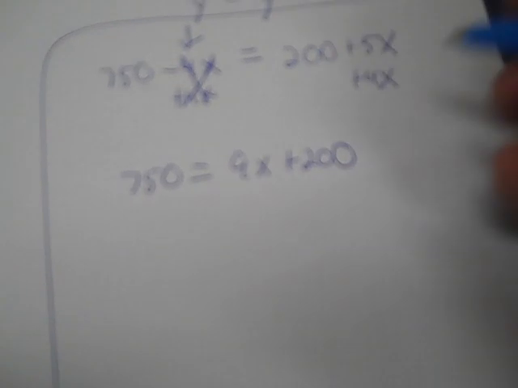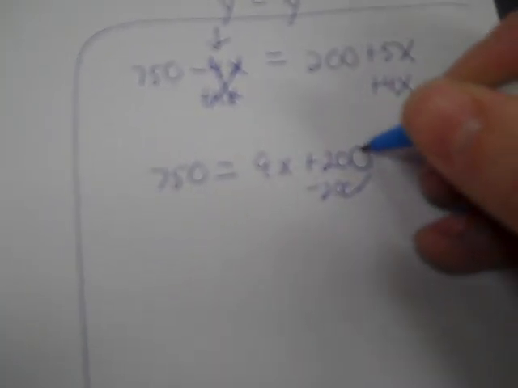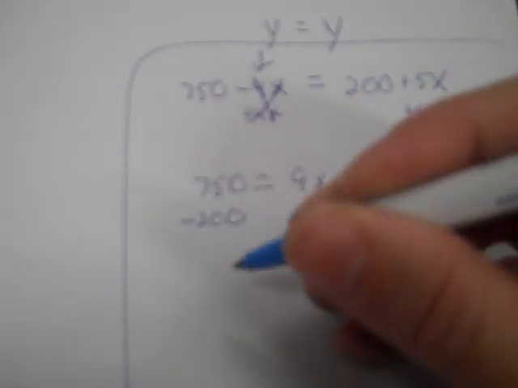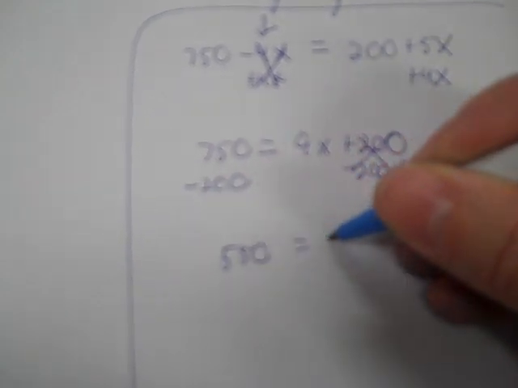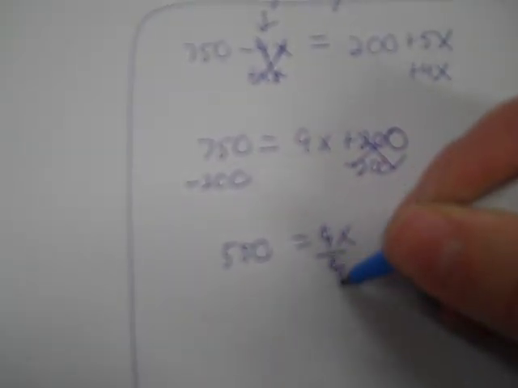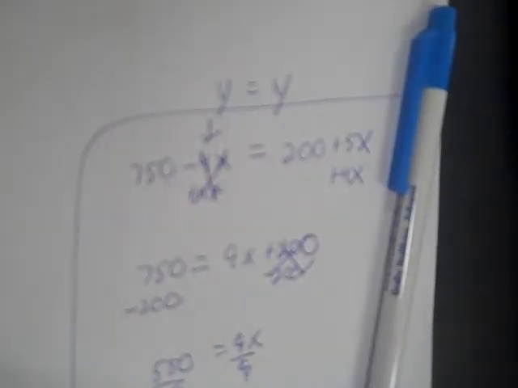So that's going to give us 750. Then I'm going to do my x's. It's going to be 9x plus 200. Then I subtract 200. That's 550 equals 9x. And I divide by 9, and I got my answer. Okay, we're going to go with 61. Okay.